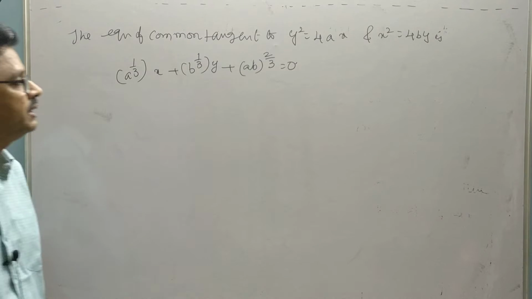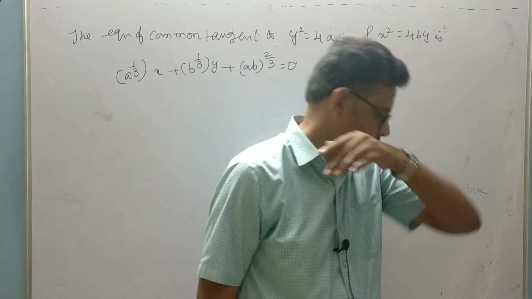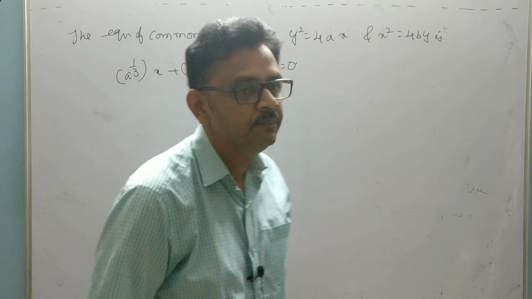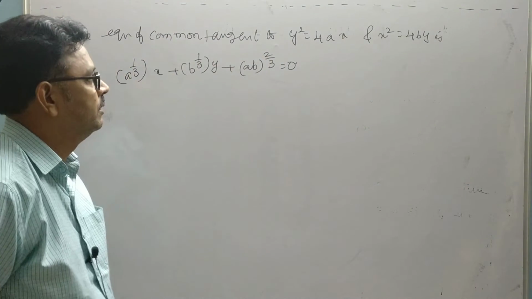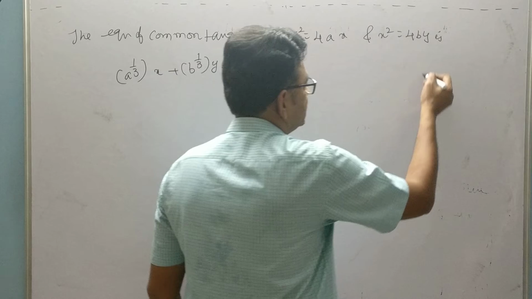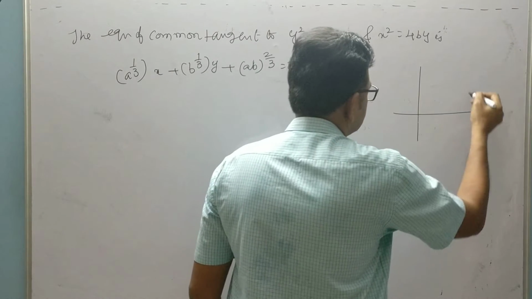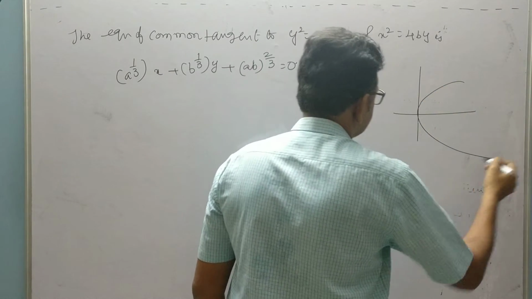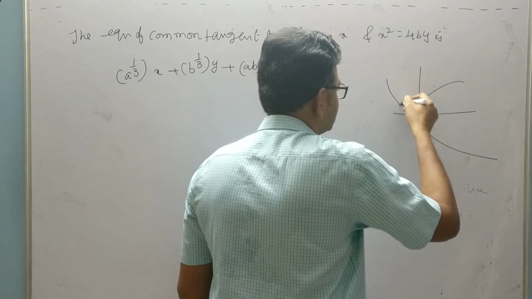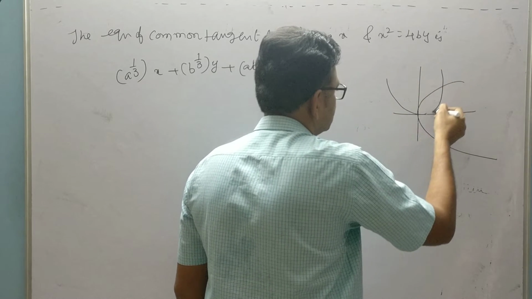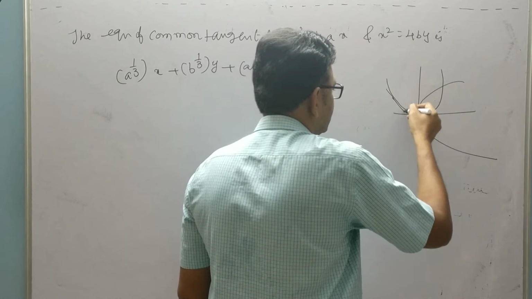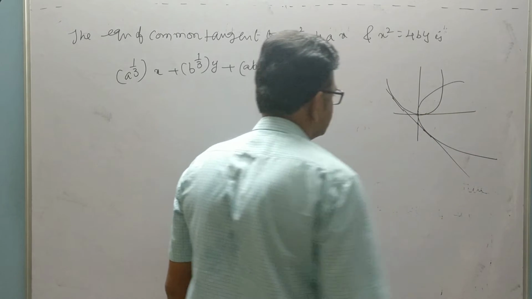Equation of common tangent to the two parabolas. See, the first one, y square is equal to 4x, is a parabola symmetric about the x-axis. The second one is x square equal to 4by. So we have to find the common tangent. This is the common tangent.